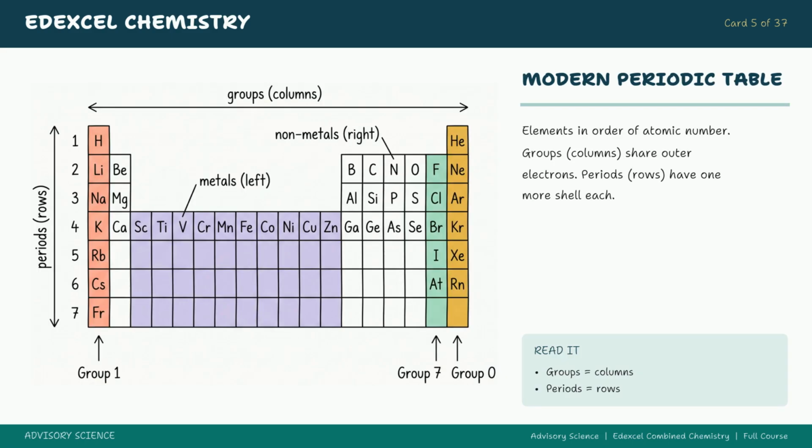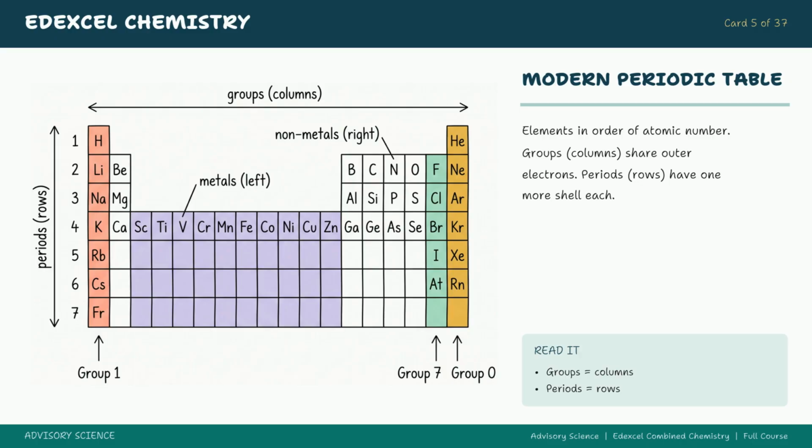Periodic table. The periodic table is arranged in order of atomic number. The vertical columns are groups. Elements in the same group have the same number of outer electrons and react in similar ways. The horizontal rows are called periods, where each row has one more electron shell than the last. Metals sit on the left, non-metals on the right. Group 1 are the alkali metals, and Group 7 are the halogens. Group 0 are those stable noble gases that don't like to react with anything because they've got a full shell.